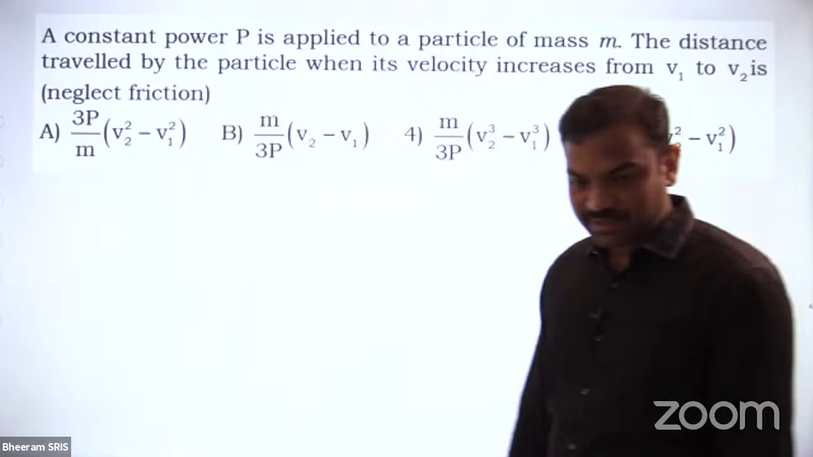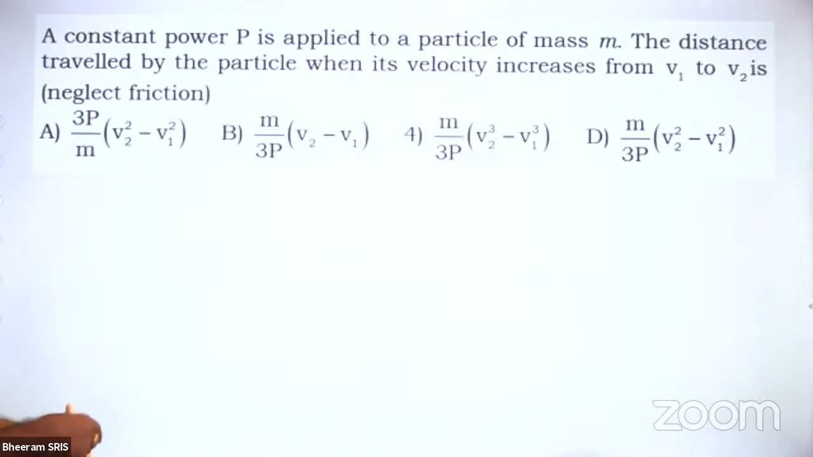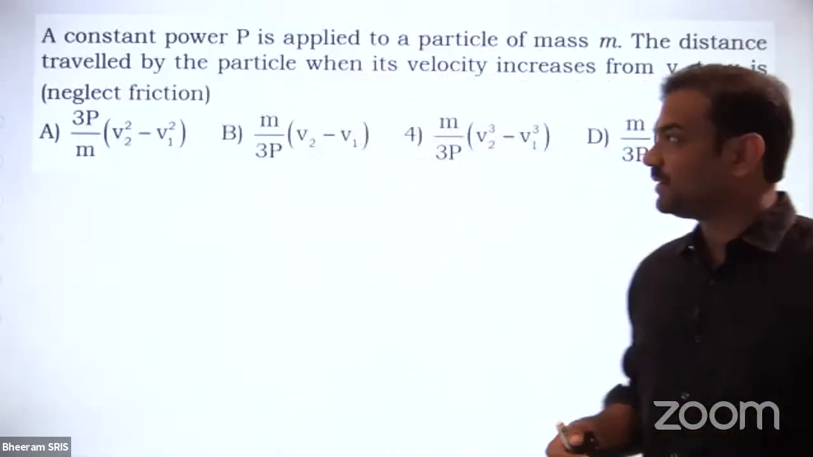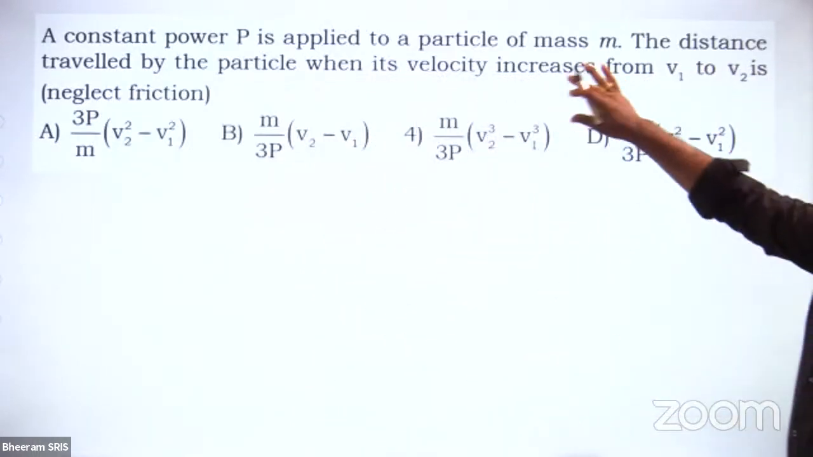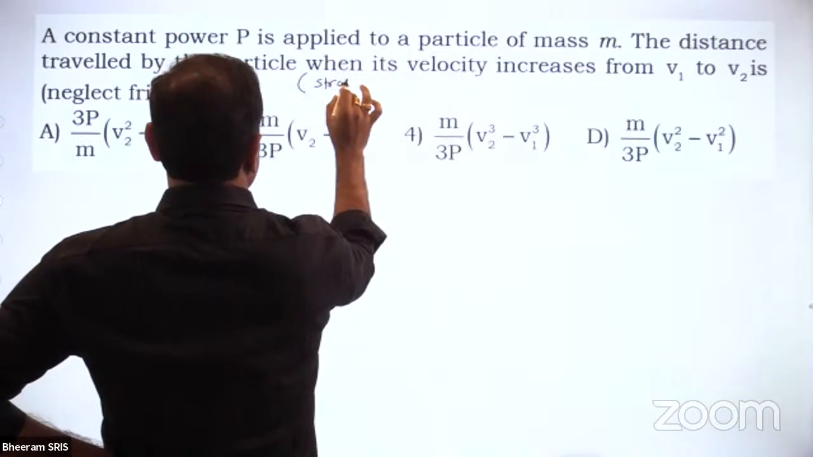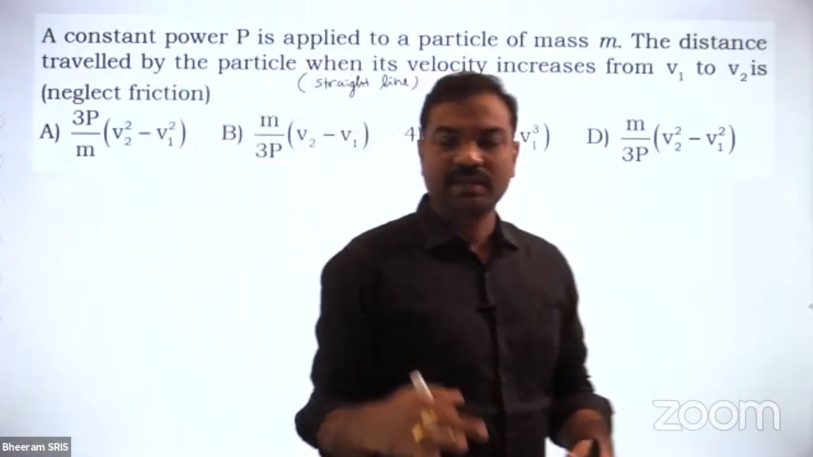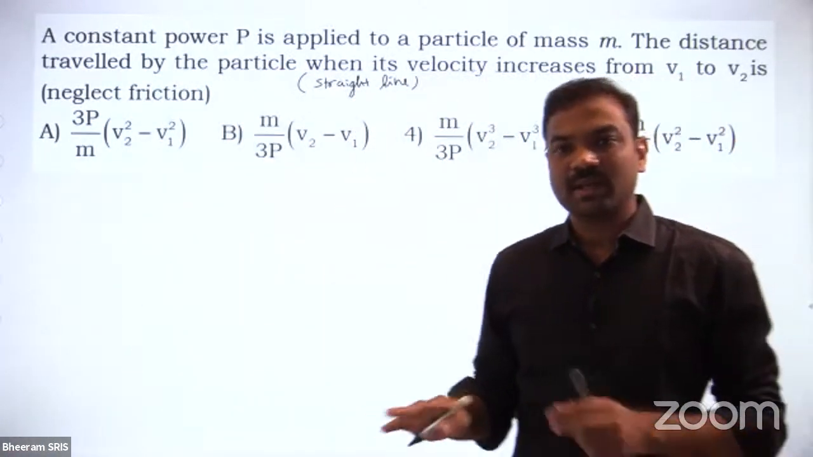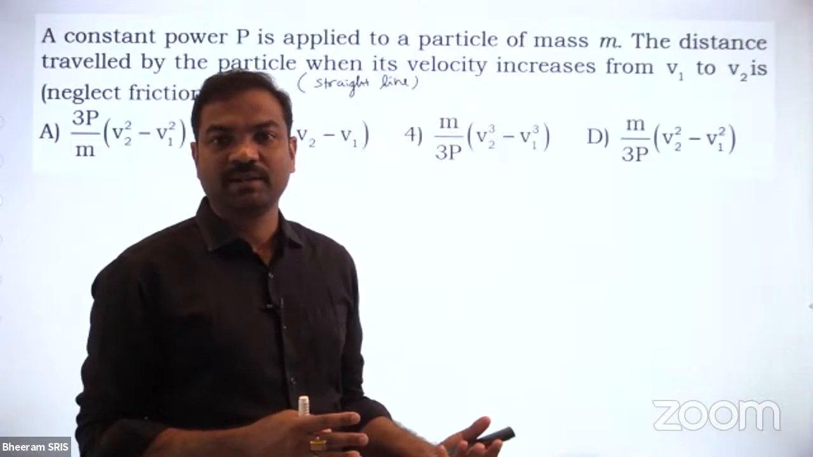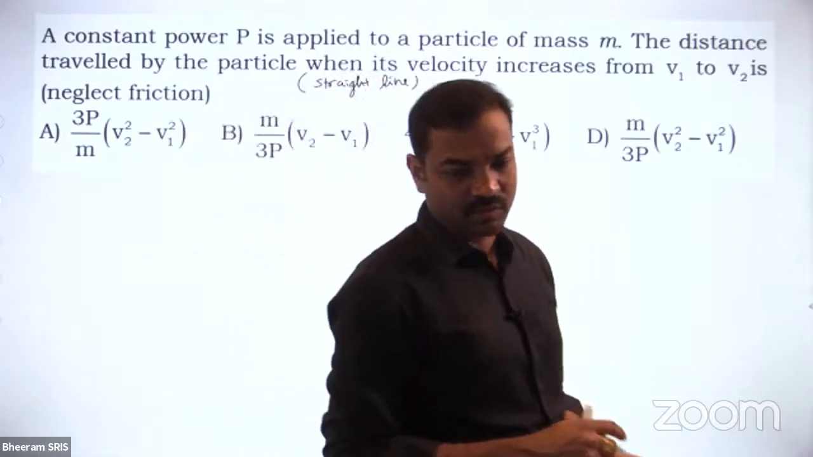Okay, next. This is the next question. A constant power P is applied to a particle of mass m. The distance traveled by the particle when its velocity increases from v1 to v2 is? Power is constant. Whenever a question like this is given, what can you assume? The particle moves in a straight line. If nothing is mentioned about the path, and there is no other idea to define the motion of the particle, then you can take straight line motion. That is one default assumption you can follow.